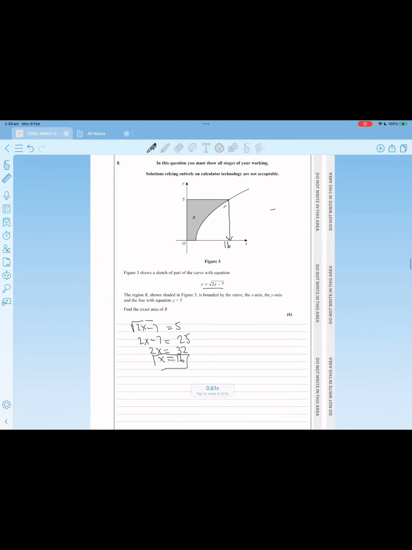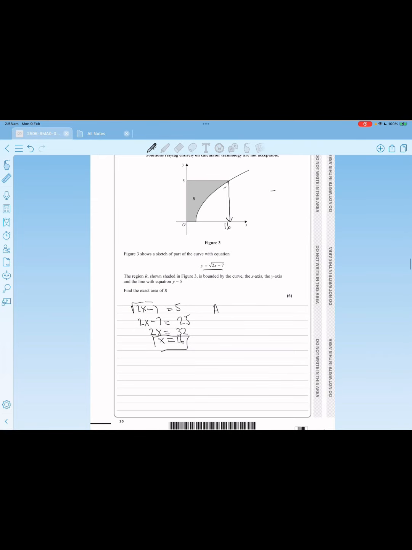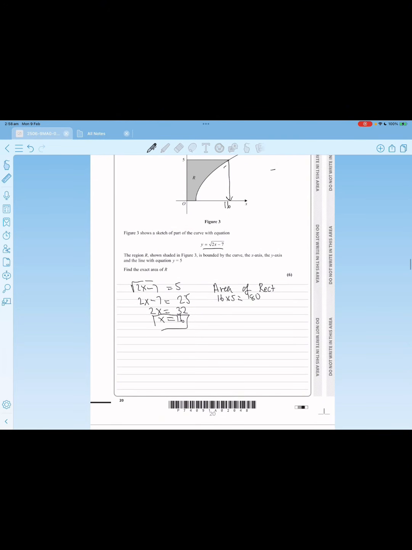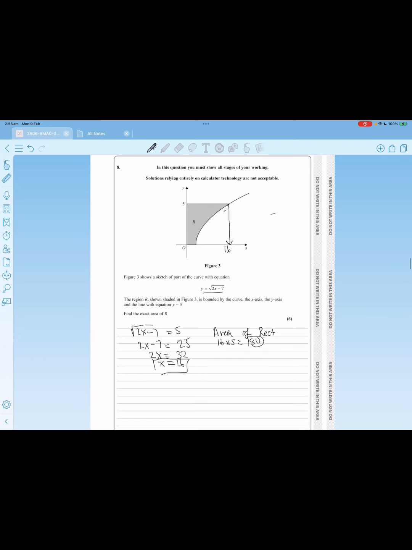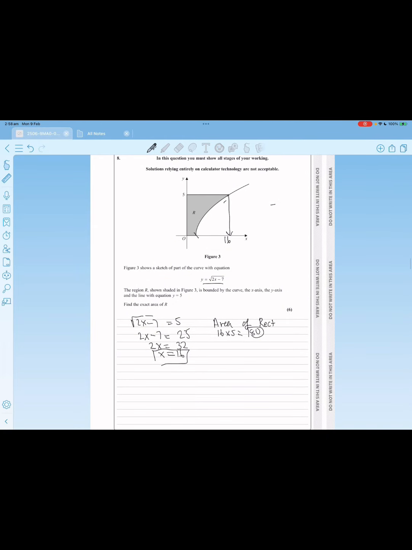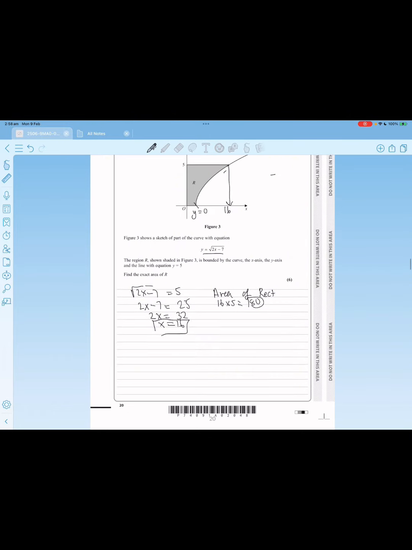So therefore the area of the, it's not a square, sorry, it's a rectangle. The area of the rectangle is just going to be 16 times 5, which is going to be 80. Okay, that's my first step done. Now it's time to integrate. So I need to integrate from this point, which is the point when y is equal to 0.